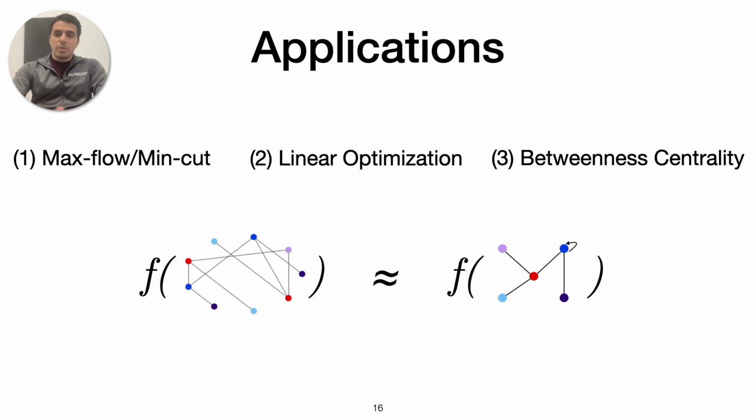The exciting part, however, now is applications. So we find that for 3 classes of problems, maximum flow, linear optimization, and betweenness centrality, there's the very attractive property that the result of running the algorithm on the full graph is approximately equal to running the algorithm directly on the compressed graph without having to decompress it. This means this can be an effective approximation.